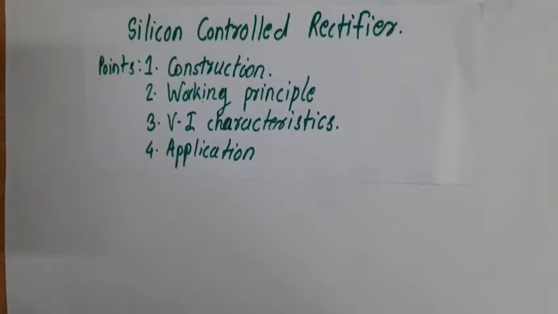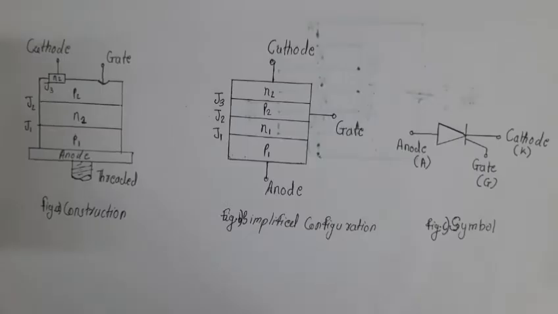Welcome to my channel. The objective of this video is to understand the construction, working principle, VI characteristic and application of silicon controlled rectifier. Let us concentrate on the constructional details of the SCR. Figure A shows the construction, figure B shows the simplified configuration, figure C shows the symbol of SCR.